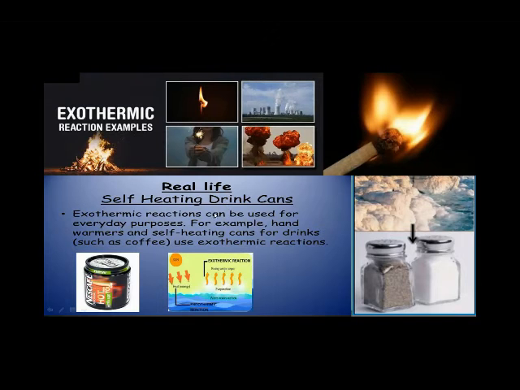So exothermic reactions can be used for everyday purposes. For example, hand warmers and self-heating cans for drinks such as coffee use exothermic reactions. Coffee is one of the drinks that help us warm up our body in the form of an exothermic reaction. And another example, look here, the evaporation. Evaporation is an example of an exothermic reaction, raising water vapor from a sea. Okay, this is an exothermic reaction.